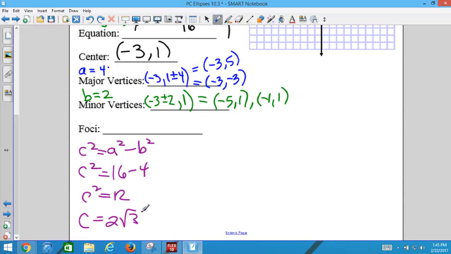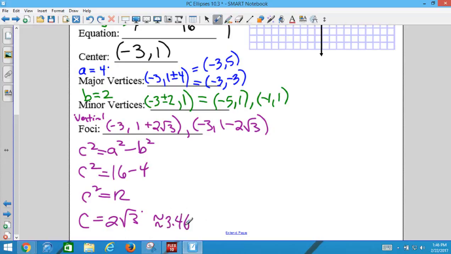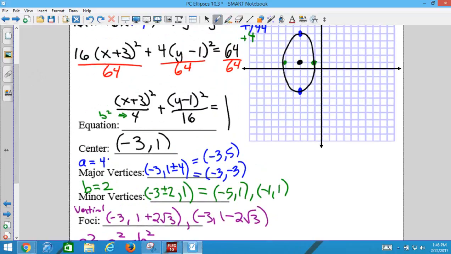And the foci, are those going to be horizontal or vertical? This is going to be vertical also. So we're going to use our center point, and we're only going to change the vertical variable, the 1. So we'll do -3, 1 plus 2 radical 3, and then -3, 1 minus 2 radical 3. To graph it, we need the approximate decimal, 3.46, 3.5, and that's how high up and down from 1.